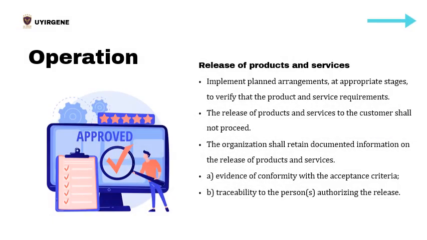Release of products and services. The organization shall implement planned arrangements, at appropriate stages, to verify that the product and service requirements have been met. The release of products and services to the customer shall not proceed until the planned arrangements have been satisfactorily completed, unless otherwise approved by a relevant authority and, as applicable, by the customer. The organization shall retain documented information on the release of products and services. The documented information shall include evidence of conformity with the acceptance criteria, and traceability to the persons authorizing the release.